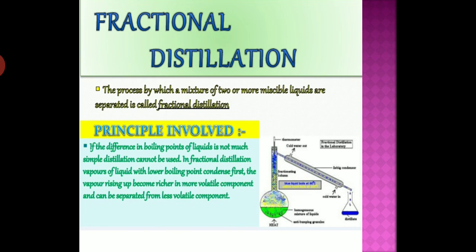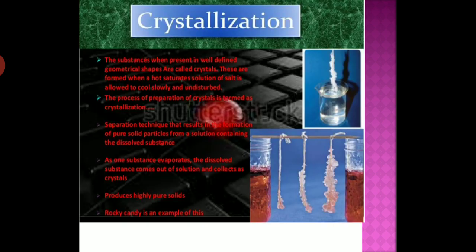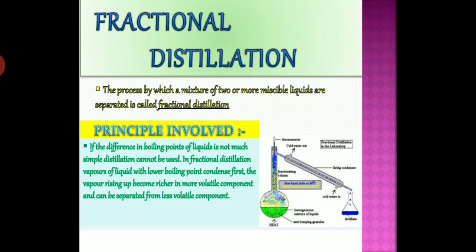Now student, we will discuss fractional distillation. This method is used to separate the components of a mixture of two or more miscible liquids whose boiling points differ by 25 degrees Celsius or less. For example, methyl alcohol. What is the boiling point of methyl alcohol? 65 degrees Celsius, and it can be separated from acetone by this method. Okay student, so what is the principle behind this?